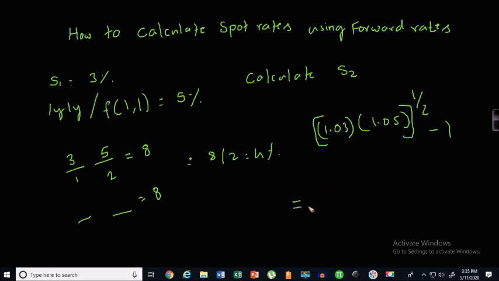So if I solve this on my BA2 plus calculator, I should be getting an answer which is pretty close to 4%. So let's do this together. 1 plus 3% equal to into 1.05, press root x key, minus 1. So what you have on your screen is 0.03995. If you multiply this by 100 you get 3.995, which is nothing but 4%.